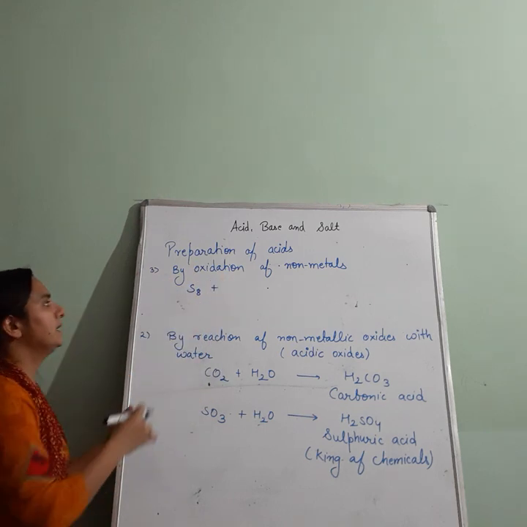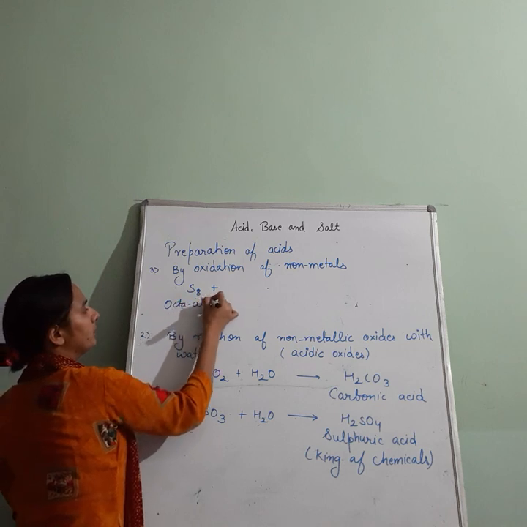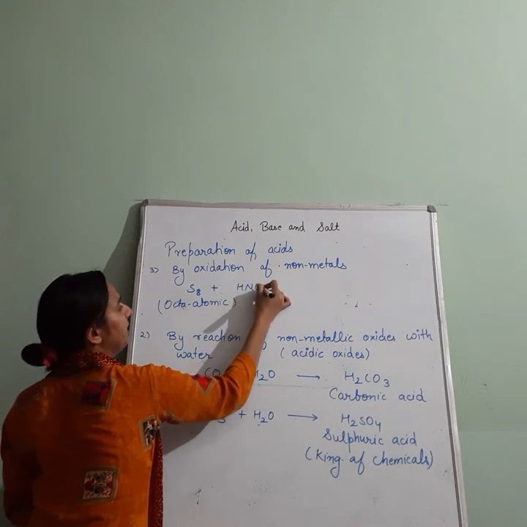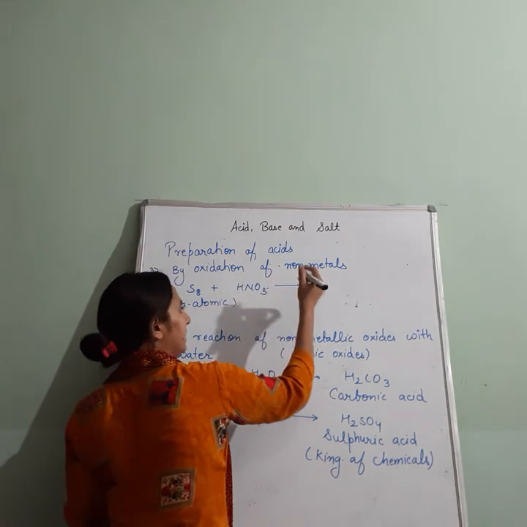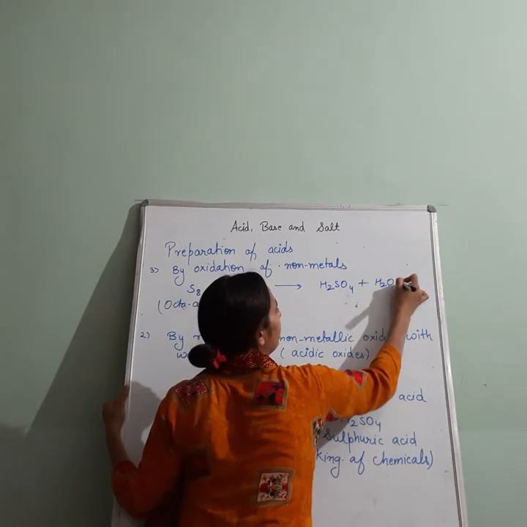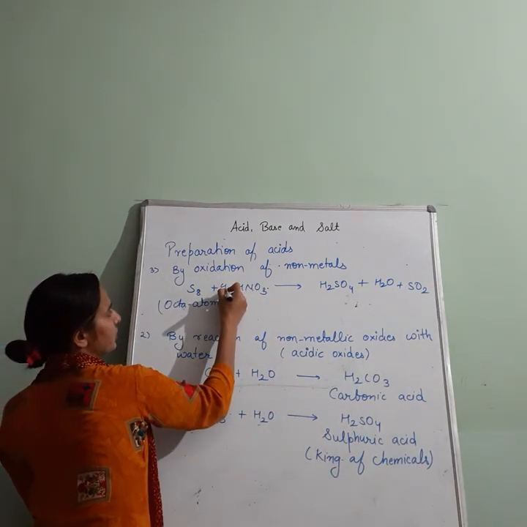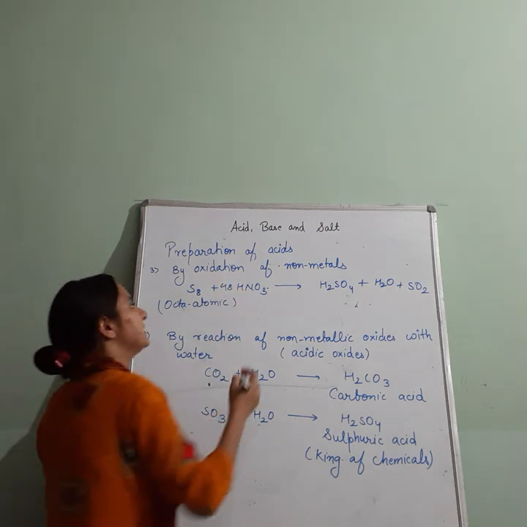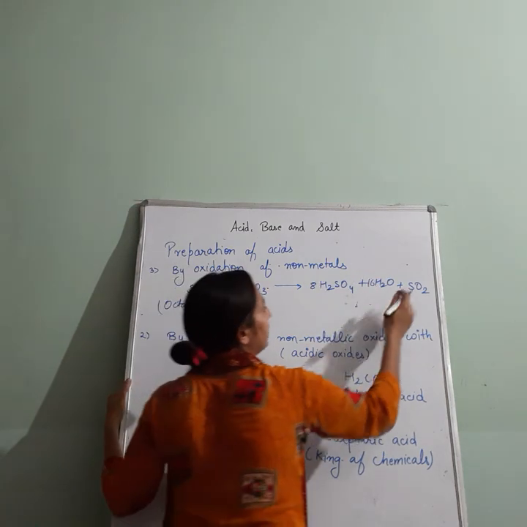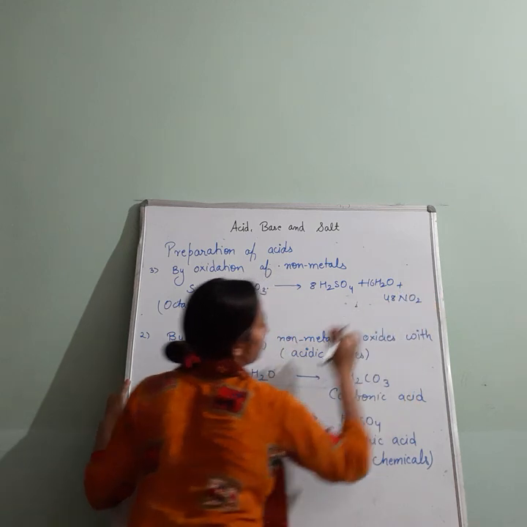S8 is a non-metal, which exists in octaatomic form. When combined with HNO3, it gives us H2SO4 plus water plus NO2. For balancing this reaction, we need 48 moles of nitric acid, which gives 8 moles of H2SO4, 16 moles of water and 48 moles of NO2, not SO2.